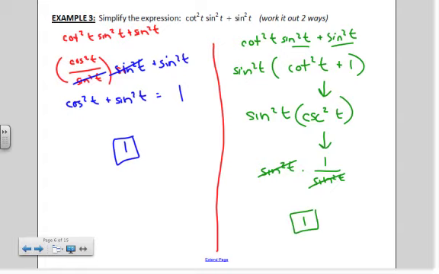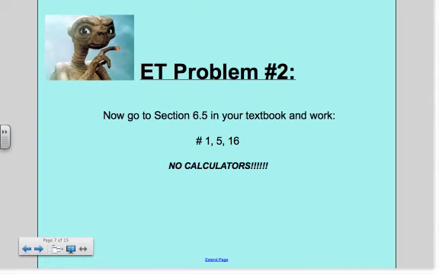Okay, you are going to have to know your identities that well. If you don't have them memorized, you'll never be able to think creatively of how to use them. So you must have them memorized when you come to class. All right, now go to section 6.5 in your textbook and work 1, 5, and 16. No calculators.